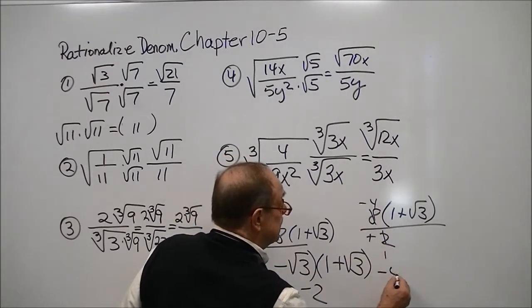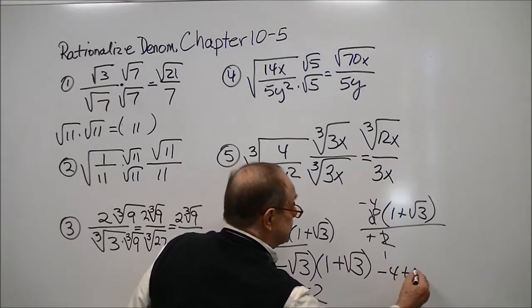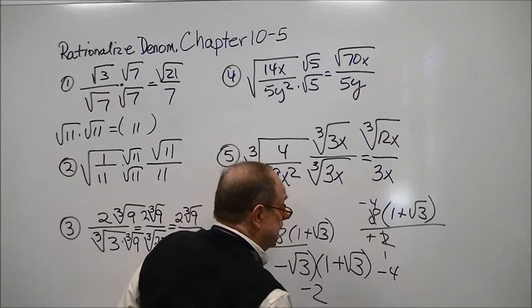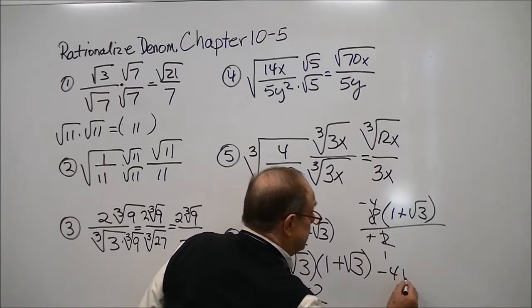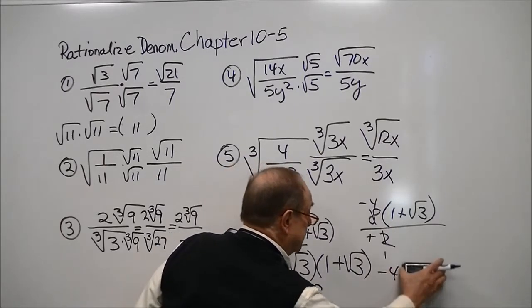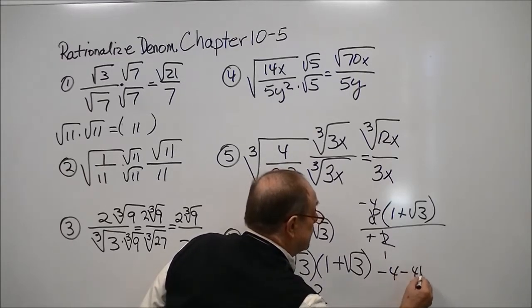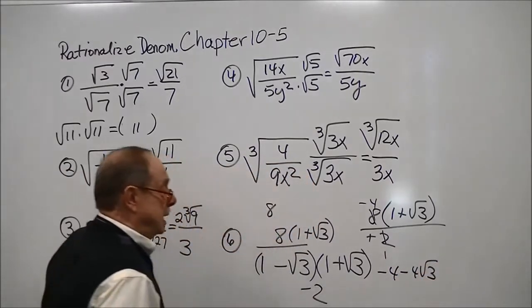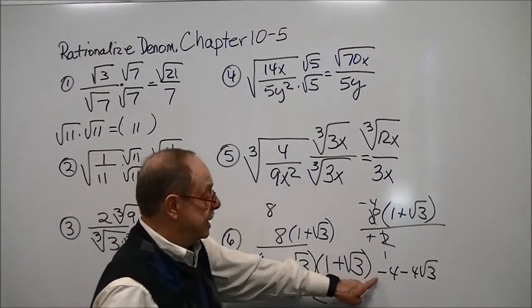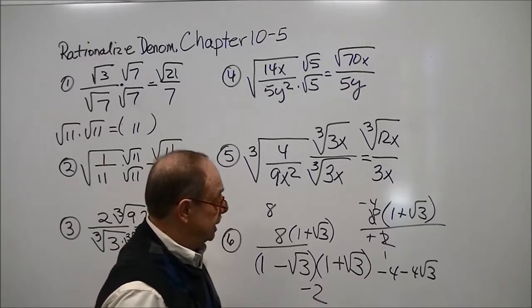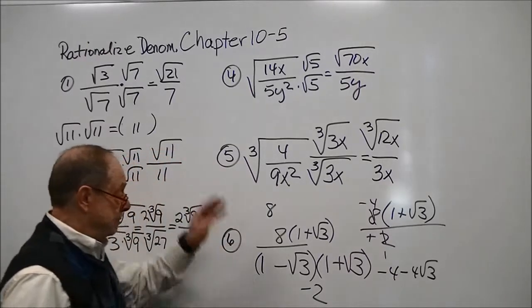This becomes a negative 4 plus, well, in this case, it's going to be a, let's write that here. And this is my answer. Negative 4 minus 4, the square root of 3. Okay, we'll check that over.